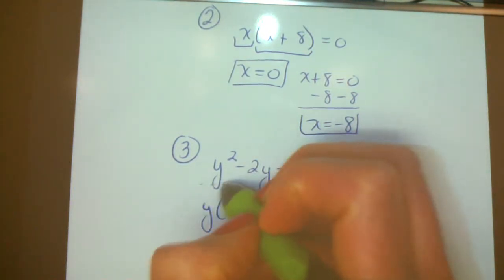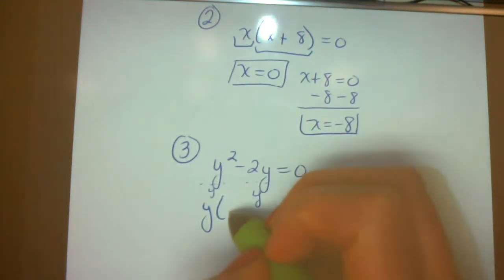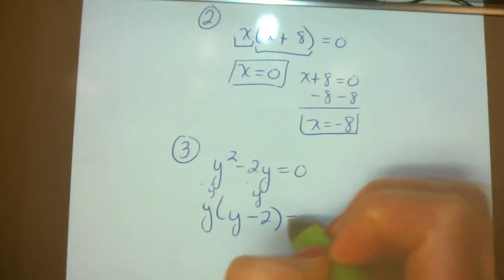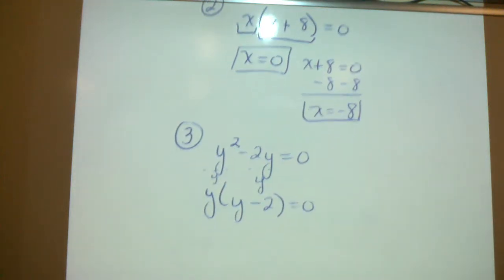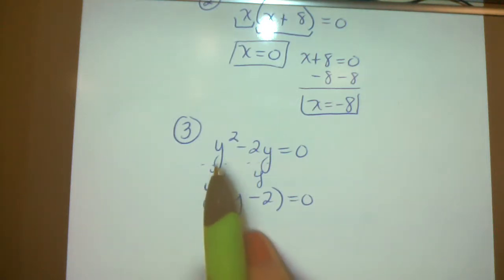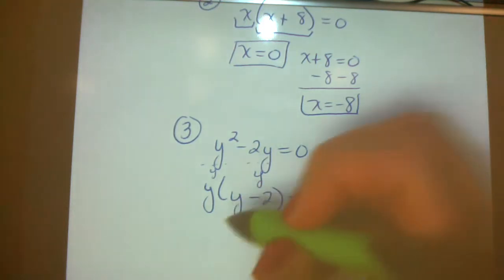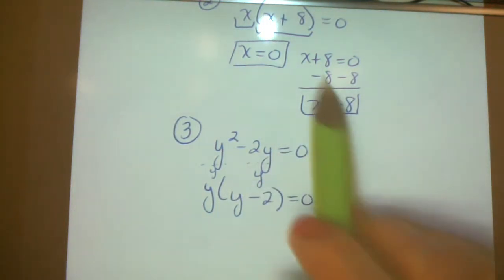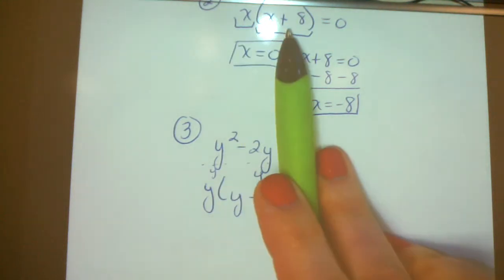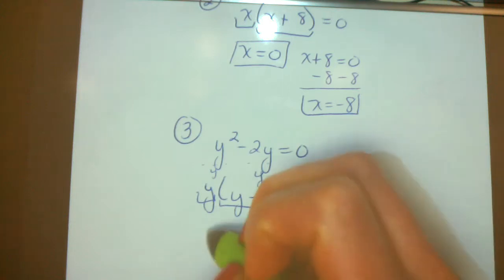Remember, when I say take out, that really means divide. So I've got y. My GCF is y. When I divide, y squared divided by y is y. 2y divided by y is 2. Now this looks just like number 2, what I've got up here. Looks exactly the same. So I'm going to take each factor, set it equal to 0.